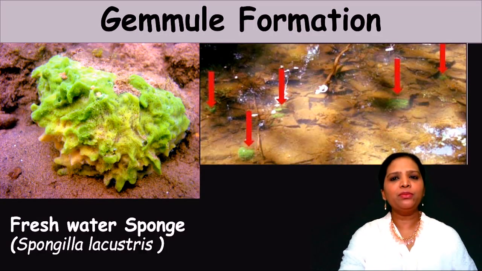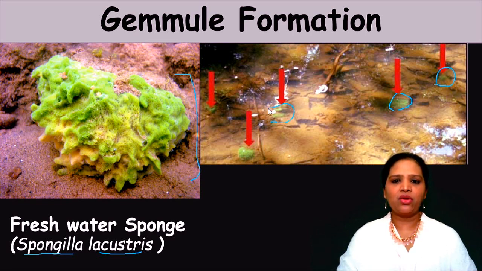The next one is gemmule formation. A very good example for this is the sponge, the freshwater sponge. One species is called Spongilla lacustris. See, this is a happy vegetative sponge. You could see this on stagnant fresh water. See here, all these green bunches of organisms. These are called sponges in the fresh water.